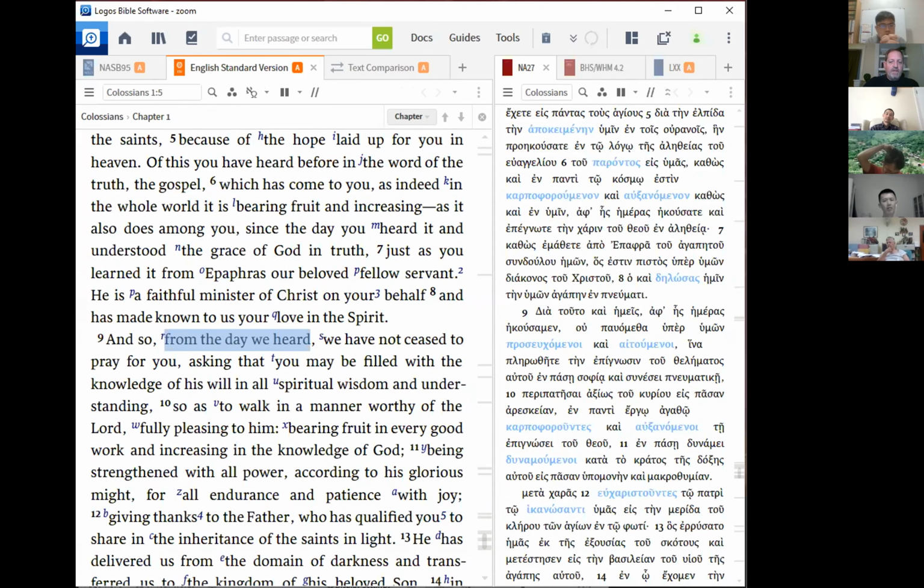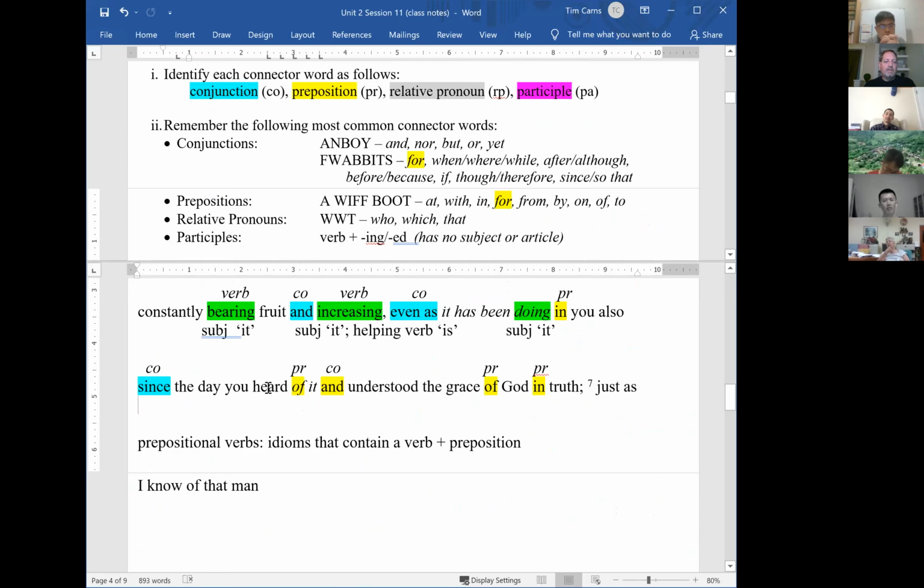Okay, well, what does that mean in regards to identifying these connector words? What that means is technically the word "of" here is a preposition, but it's not acting like one here. It's actually part of this verb "heard of."